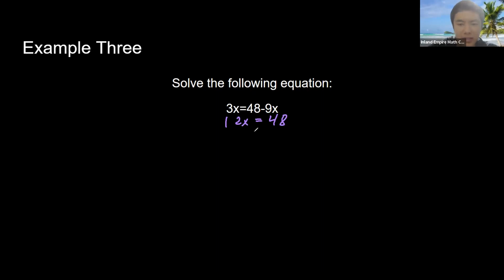Now that we have 12x equals 48, the answer should be pretty obvious. Someone tell me what it is. It's 48 divided by 12. 4. Yep, Justin, you're exactly right. So x is equal to 4. Great. Okay, so now we have this equation down too. Does anyone have any questions so far regarding how we're solving these equations?